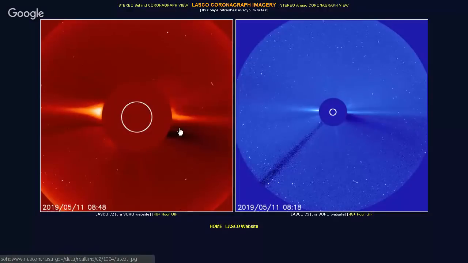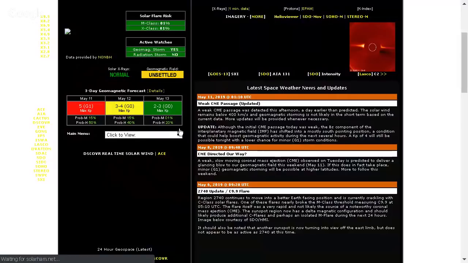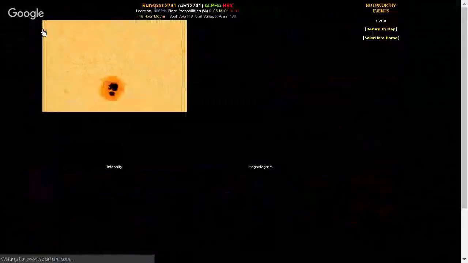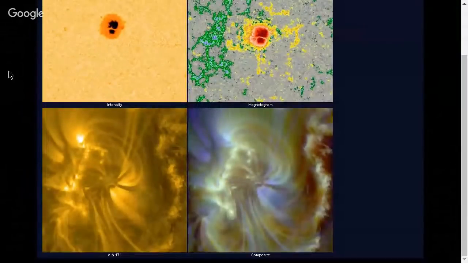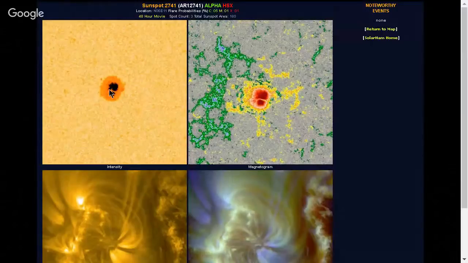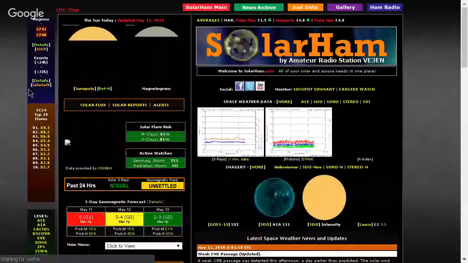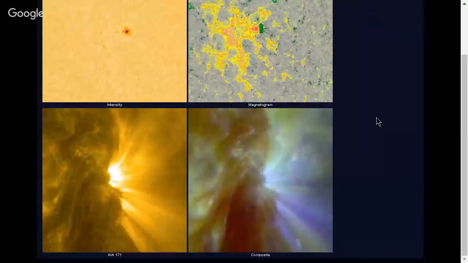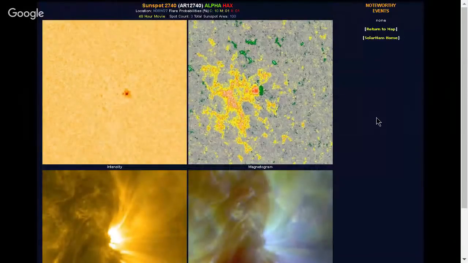So we're not going to check out the coronagraphs here. If you want to, check out solarham.net. A lot of information there. Both of these sunspots are now alpha class, so not a lot going on. In fact, that one is degrading further, as we see the umbra has split, but not into any opposing fields. Here's 2740, still a significant sunspot, but still in a degrading mode.